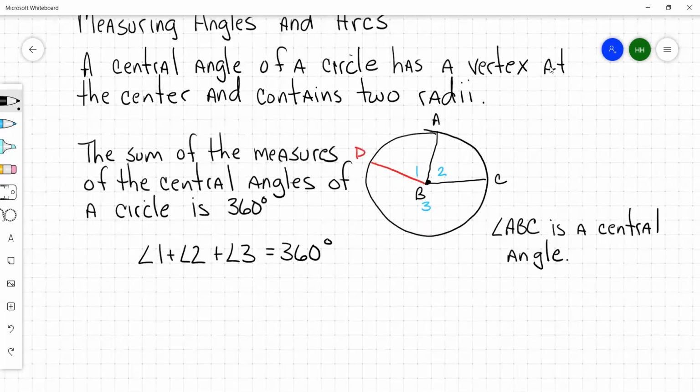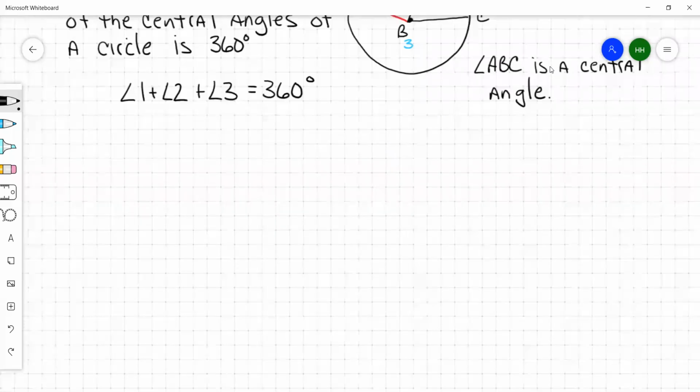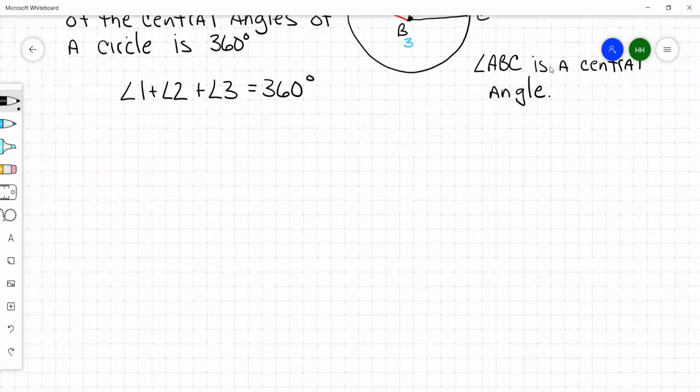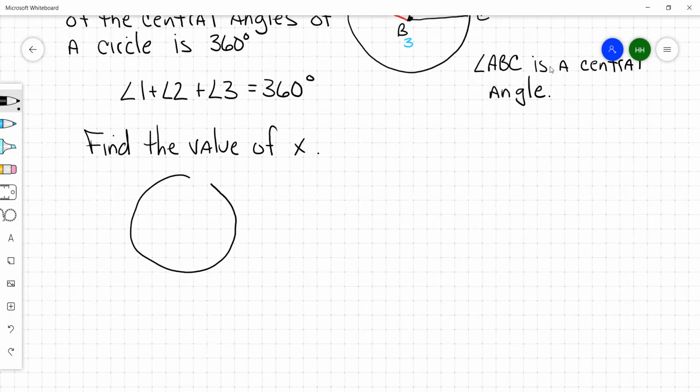All right, so you'll have some practice problems today where you're going to be asked to find the value of x. And you'll be given a circle, and then inside that circle, you'll be given some different angle measures.